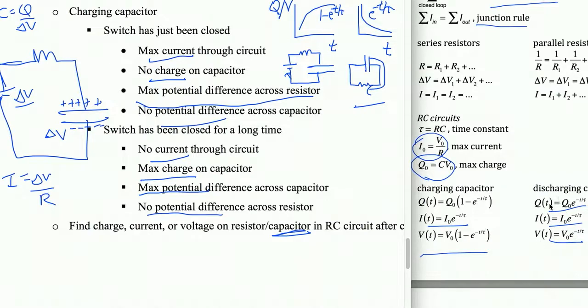So if you're asked about a capacitor, charge, current, or voltage at any time other than the beginning or the long time, use one of these, and don't forget that tau equals RC. So hopefully you're given R and C so you can find tau and plug in whatever time that you need.